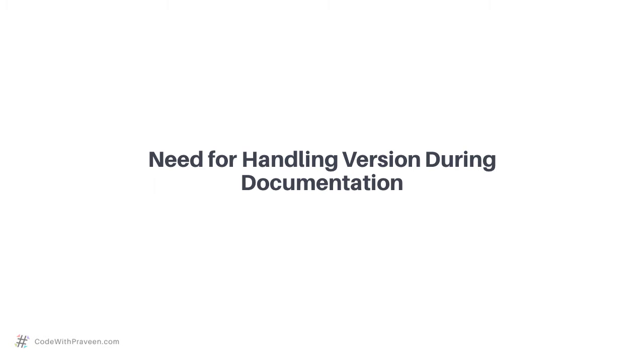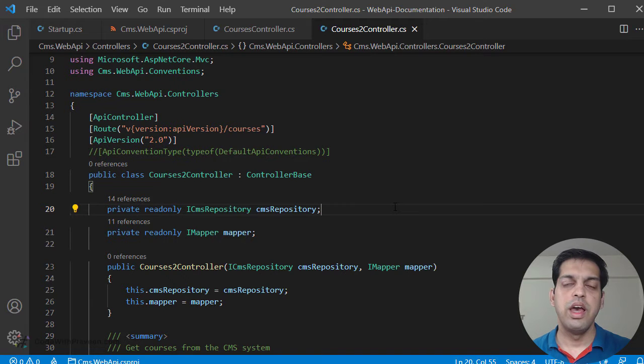Need for handling version during documentation. In the previous step, we had added the versioning support for our Web API project. Also, we added courses 2 controller to add version 2.0 support for the cms.webapi project. With this, you need to understand what is the need for handling version with respect to documentation.